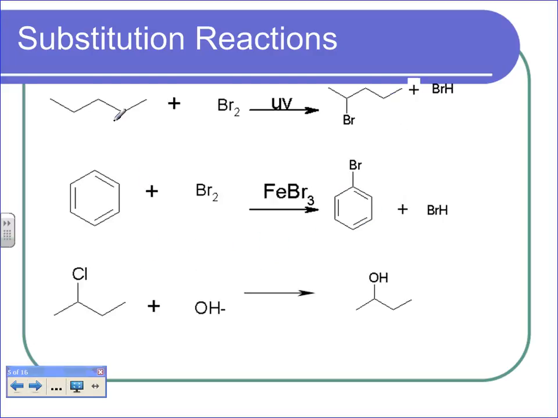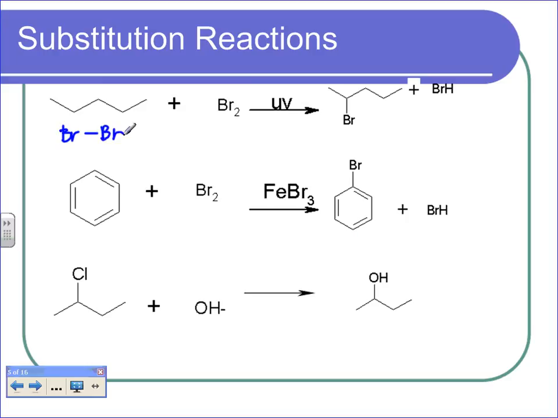So if you've got an alkane and you're going to have a substitution reaction, essentially instead of something being added, something's being substituted. So we're going to add halogens, and what's going to happen is we're going to substitute one of the hydrogens in the alkane for a bromine in Br2.